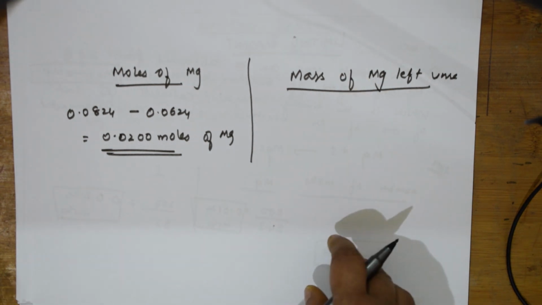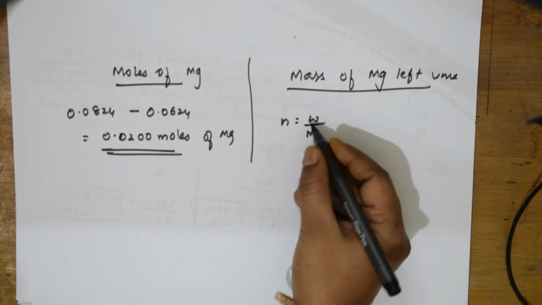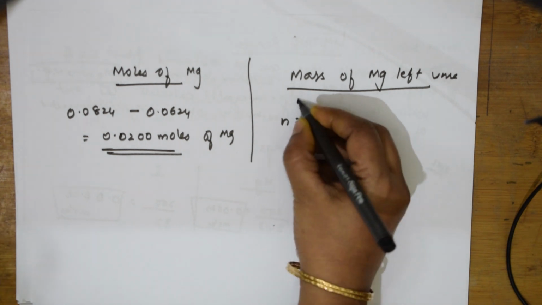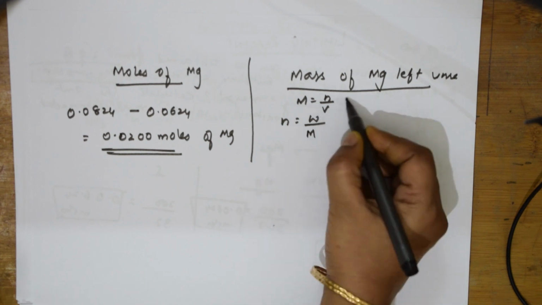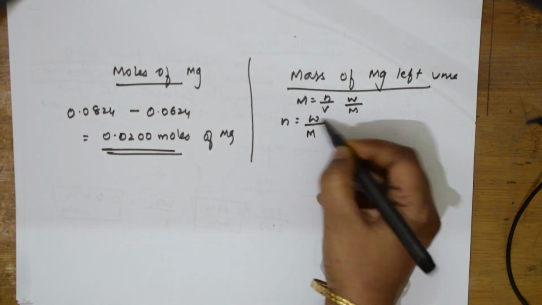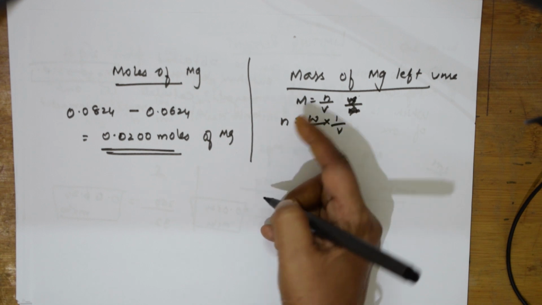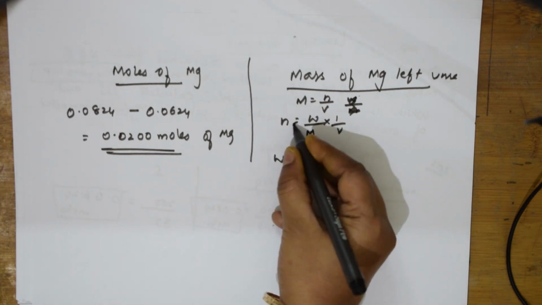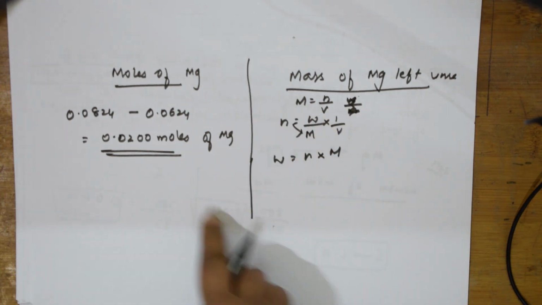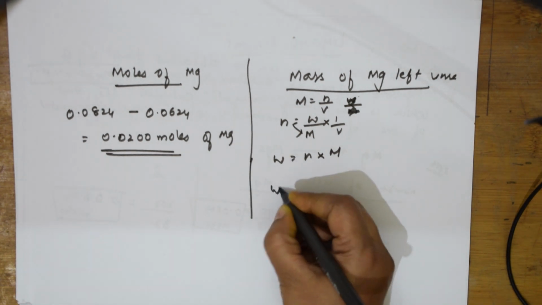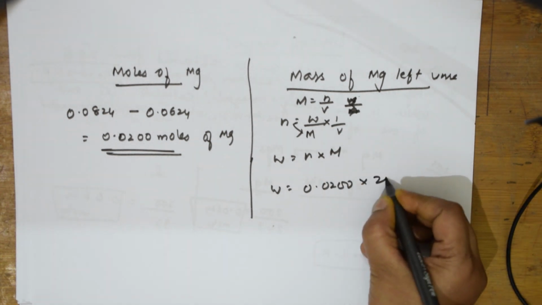Now mass of magnesium, how do I do it? Normally n is equal to W by M, isn't it? Or if I have to do the other way, this is equal to n by volume. Okay, let us come from here. What is n? n is nothing but weight by molecular weight. This is what I have written here, right? Now what do I require? I require the mass. Take out W. W is equal to n into M, cross multiplying, because I need mass. How much is the number of moles of magnesium? I have got here W is equal to 0.0200 into how much is the molar mass of magnesium? This is nothing but 24 grams. Yes.